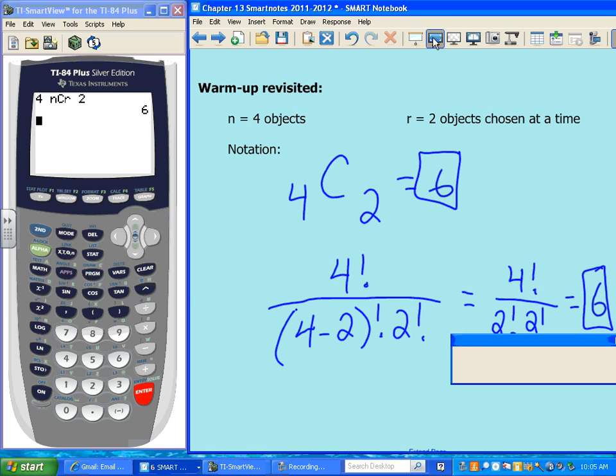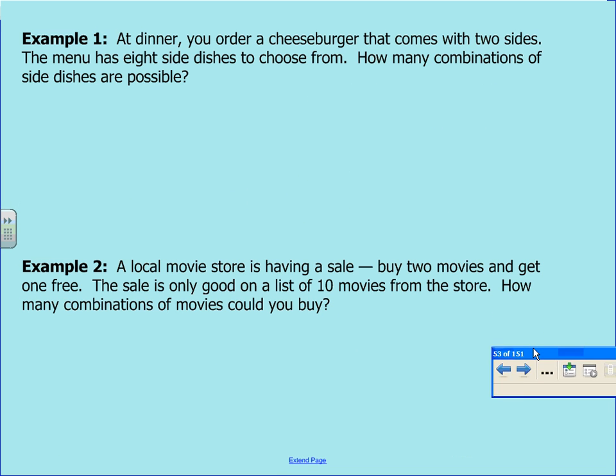All right, who wants to read example 1 for us? Go ahead, Sean. Okay, why does order not matter? Why is this a combination? Annalise, why is this a combination?